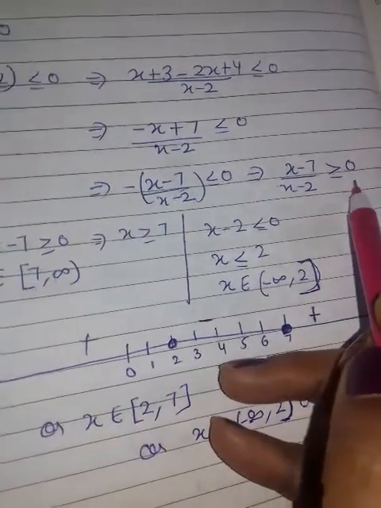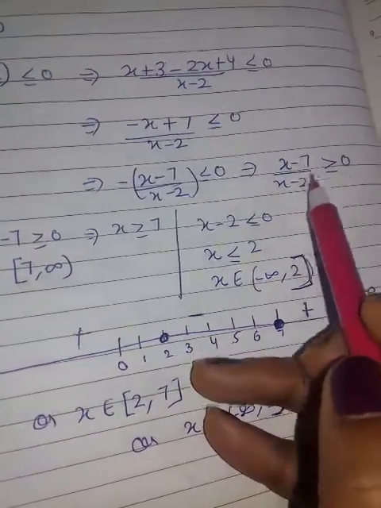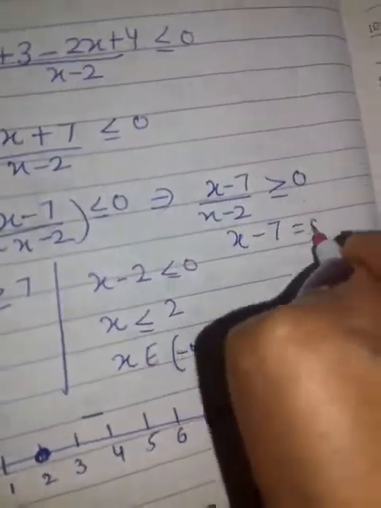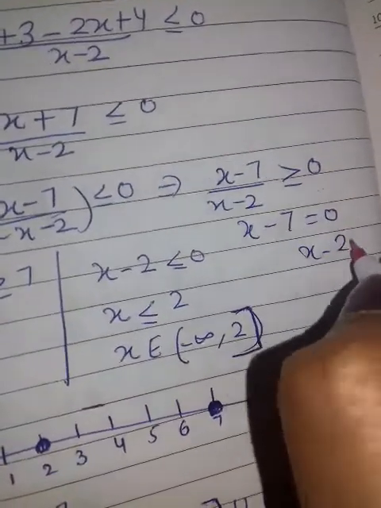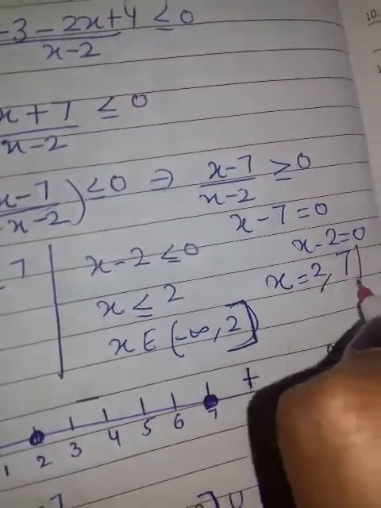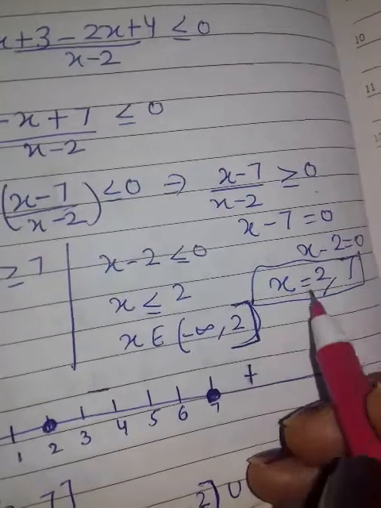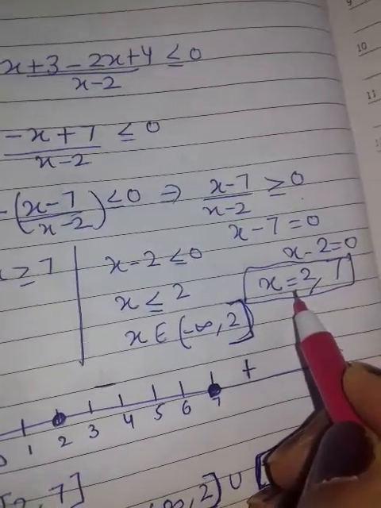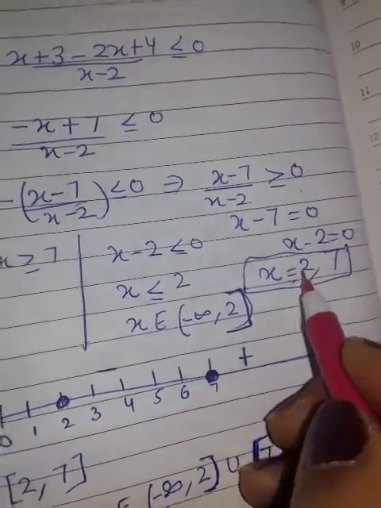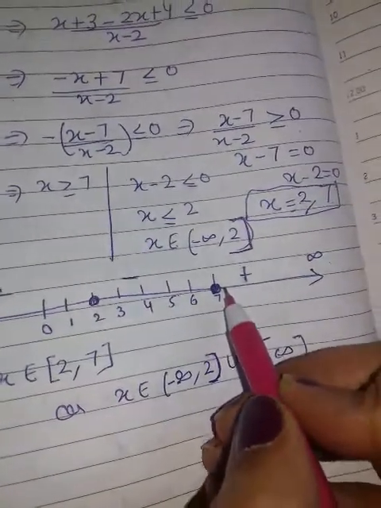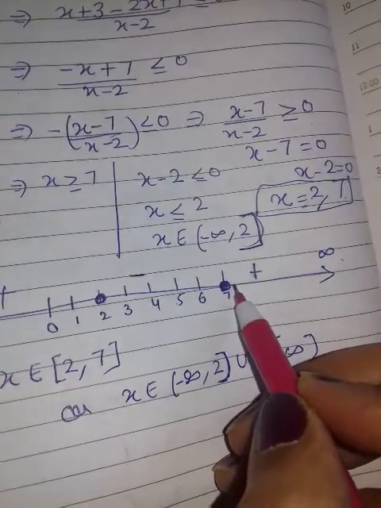I did. Yes, after that you will find its points, meaning you will keep both expressions equal to 0. You are getting the values of x as 2 and 7. These are known as critical points. So you will plot these points on the number line. 2 and 7 I plotted. I hope you are getting it.